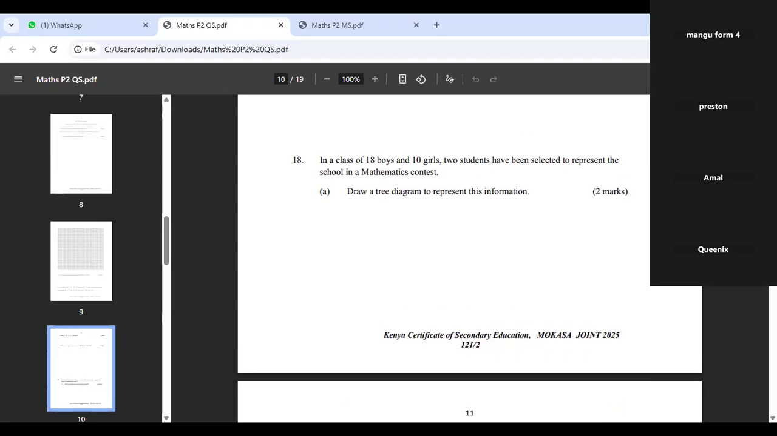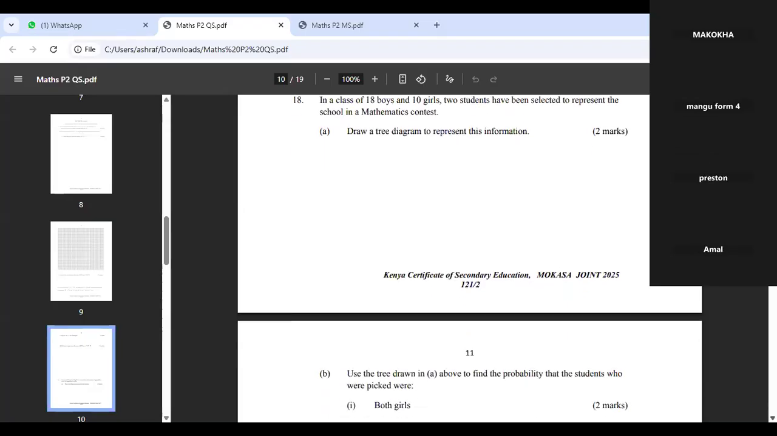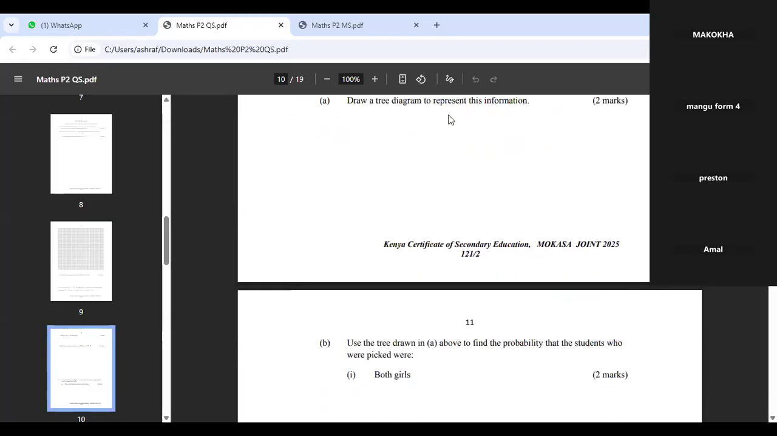James, let's try it again. Okay, let's try it out. Yes, Makoha.